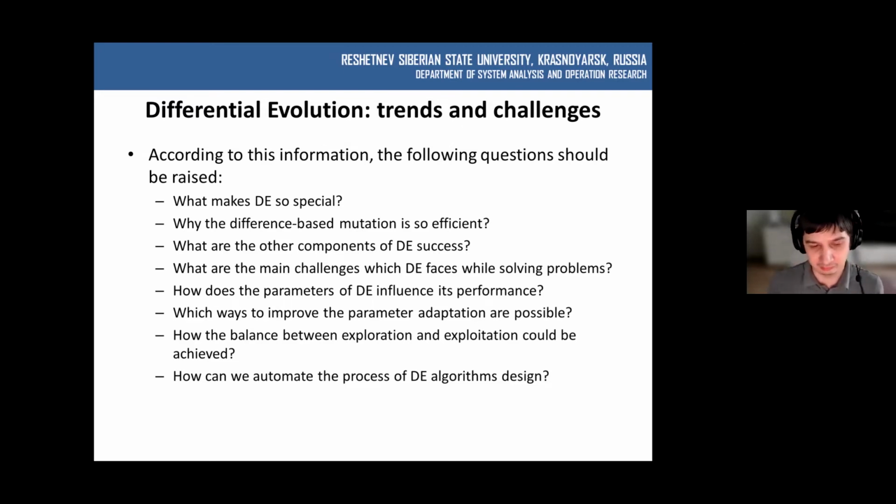And finally, is there a way to automate the process of designing such algorithms? Because every year there are new and new algorithms, and they're all very similar and handcrafted. Can we make it automatic? So this is the list of questions that I will try to answer in this presentation.